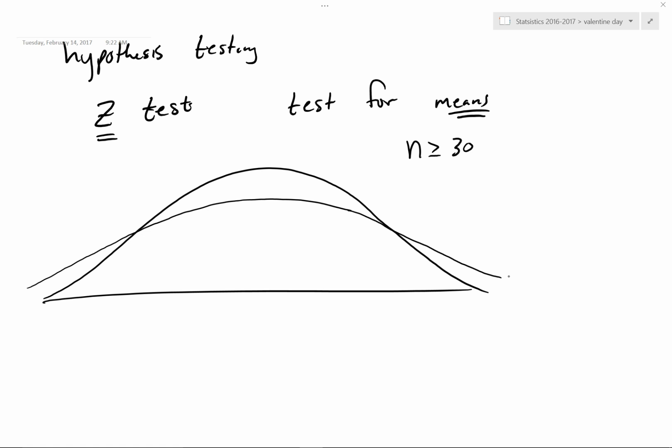In fact, they're never quite the same. We say they're asymptotically the same. So as n goes to infinity, they're the same. But around 30, they're pretty much indistinguishable at that point. Does that make sense?